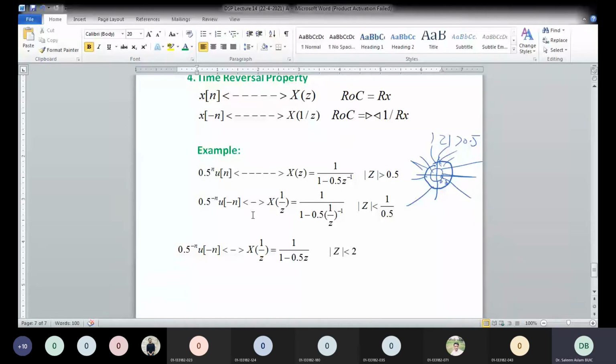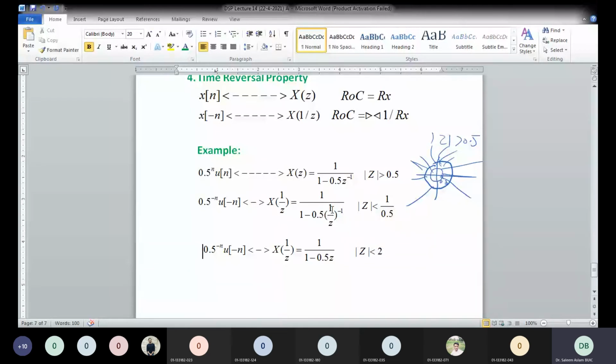Now, if we shift this signal in time domain, 0.5 to the power minus n u of minus n. So x of minus n means that wherever n is coming, it should be minus n. Here n was coming, here n was coming, so minus n, minus n. So what will happen in the z transform expression? It would be 1 over z. Wherever z is coming, you have to make it 1 over z.